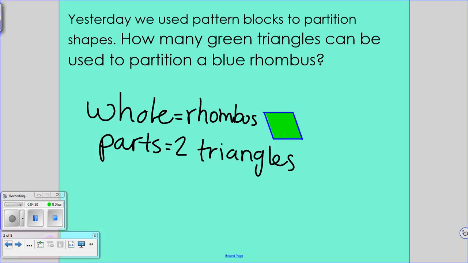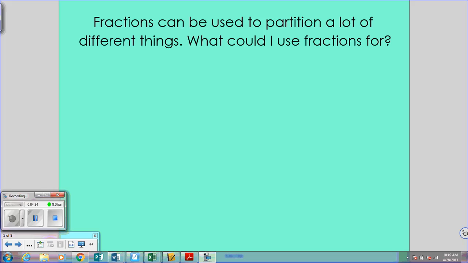So let's think about, well, let's think about why in the world would I use fractions? We use partition a lot of things. What could I use fractions for? Think in your real life. What would you use fractions for? What would you use fractions for in your real life? Take a minute, turn and talk to someone at your table. What would you use fractions for? Alright, what are some things that I could use fractions for? You probably use fractions and don't even know it in your real life.